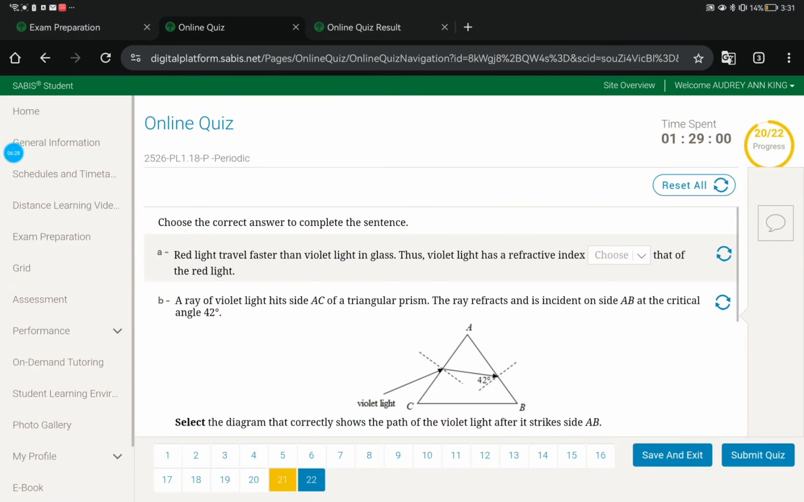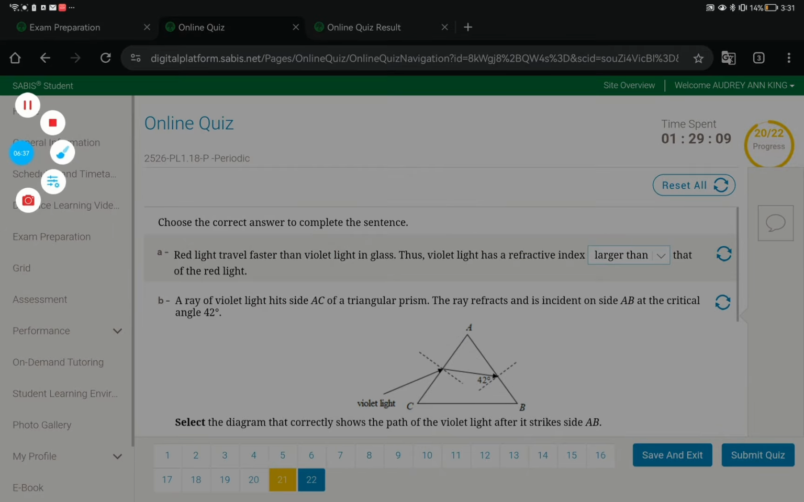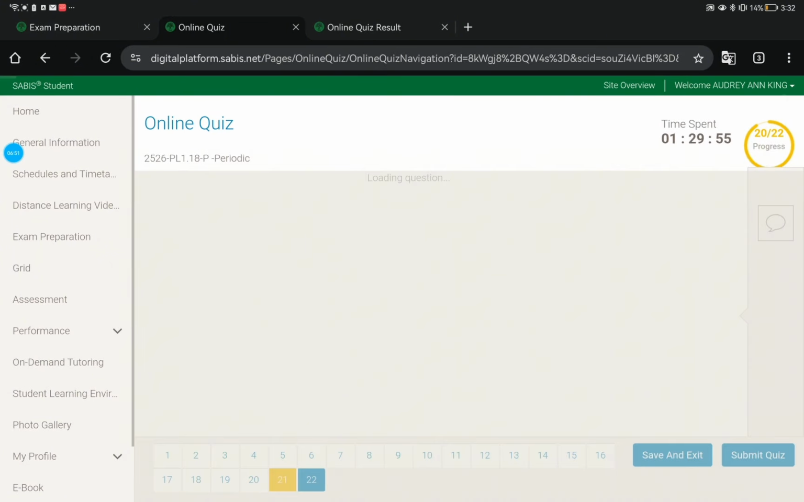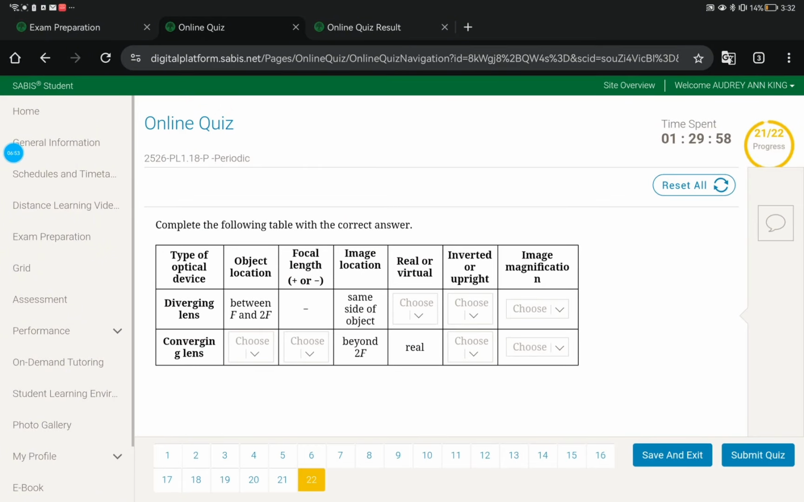Red light travels faster than violet light in glass, thus violet light has a refractive index larger than that of red light. So because violet light is highly refractive, it's going to go normally inside the prism, and then after the prism, it's going to graze the surface. Okay, this one you just have to learn it and memorize it.